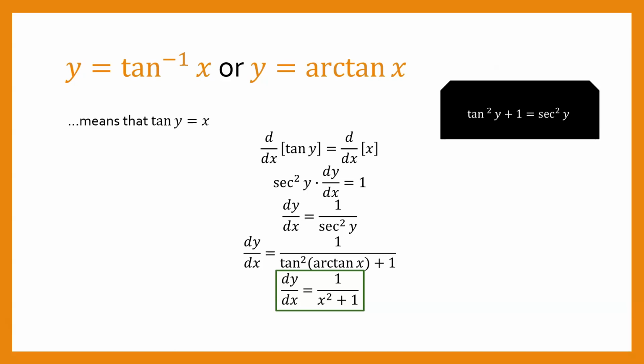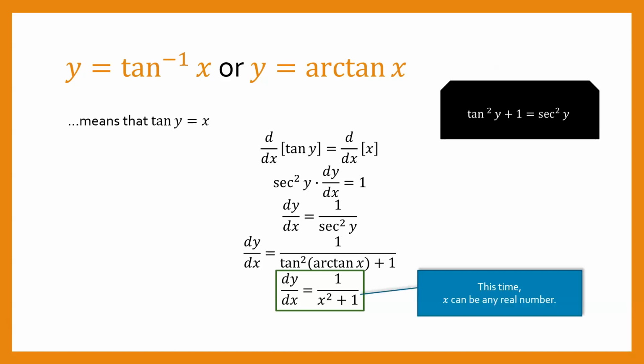The derivative of arctangent x is 1 over x squared plus 1. And since addition is commutative, if you wanted to write it as 1 over 1 plus x squared, that would be essentially the same thing. And this time, x can be any real number. We don't have to worry about taking a square root of a negative number. The arctangent function is defined for all x, and so is its derivative.